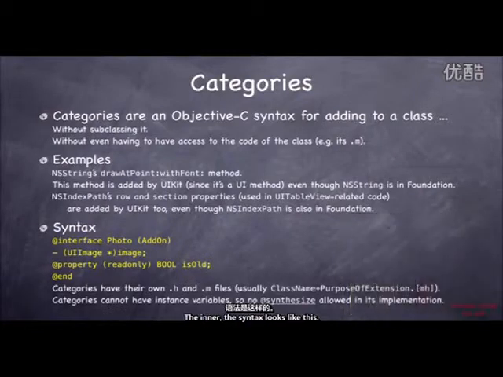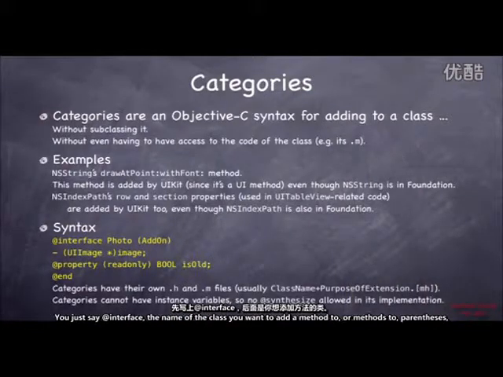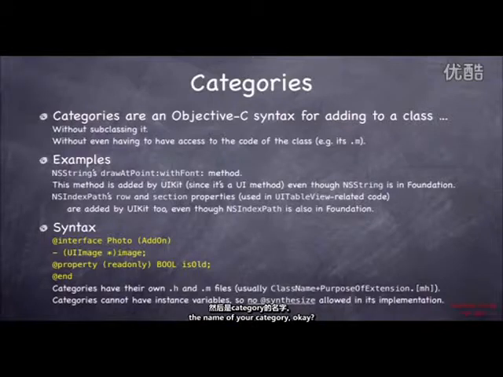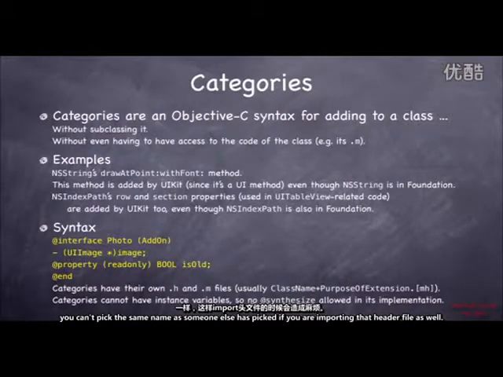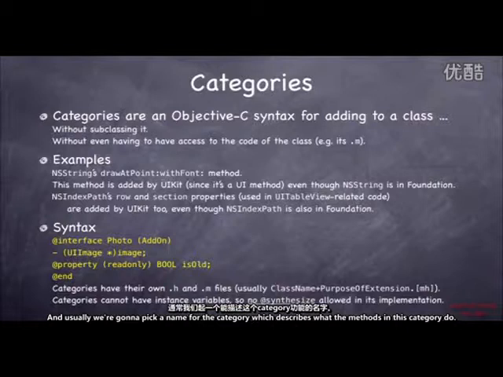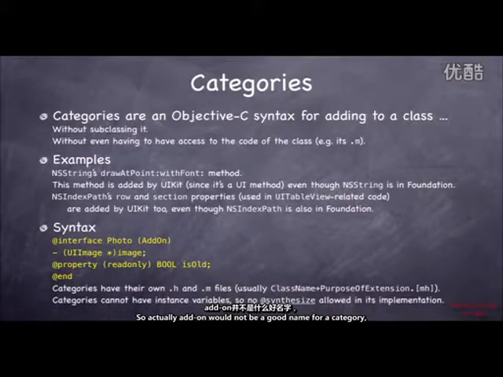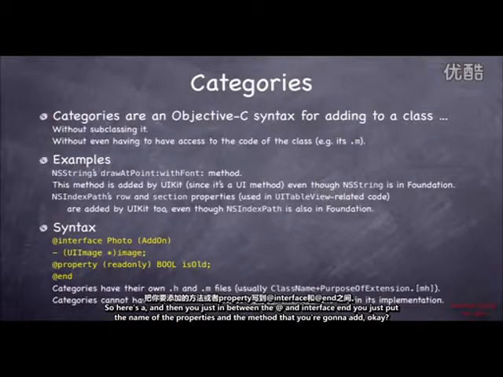And here's how you do it. The syntax looks like this. You just say @interface, the name of the class you want to add a method or methods to, parentheses, the name of your category. Okay? And this can be any word that you want. Obviously, you can't pick the same name as someone else has picked if you are importing that header file as well. And usually we're going to pick a name for the category which describes what the methods in this category do. So add-on would not be a good name for a category. It's too generic. You'll see when we do a category for our Core Data things, we'll pick better names. So then, in between the @interface and @end, you just put the names of the properties and the methods that you're going to add.